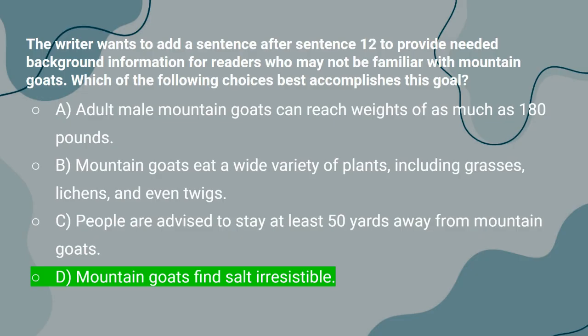And if you just saw that, yeah. The reason why D is a better answer than C is because when D says the mountain goats find the salt irresistible, that's what cues it to saying the human salt is so bad. People being advised to stay so far away and then going into the salt is not providing the background needed. It's giving a safety concern, sure. However, that answer C should be after, in like sentence 15 or 16, instead of after sentence 12, which is about the salt. So that's why D is going to be the correct answer.